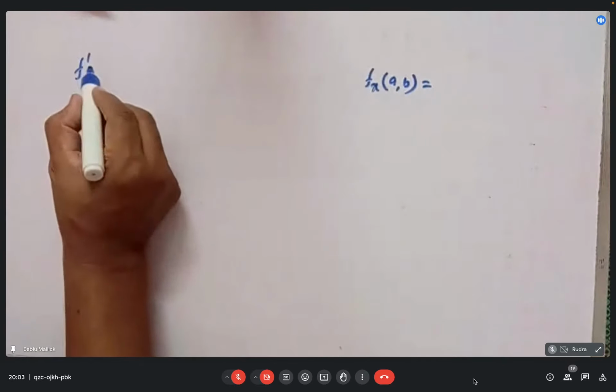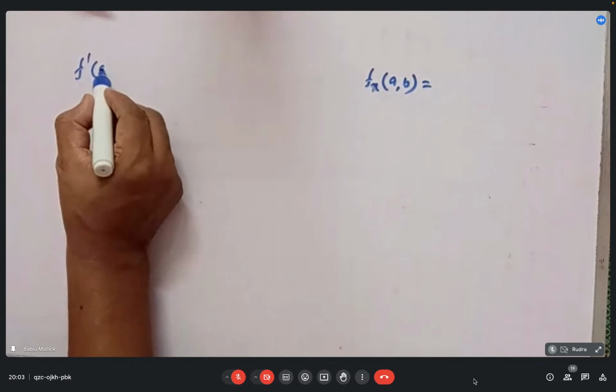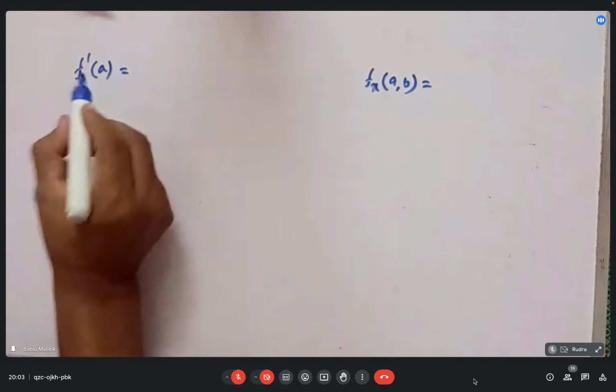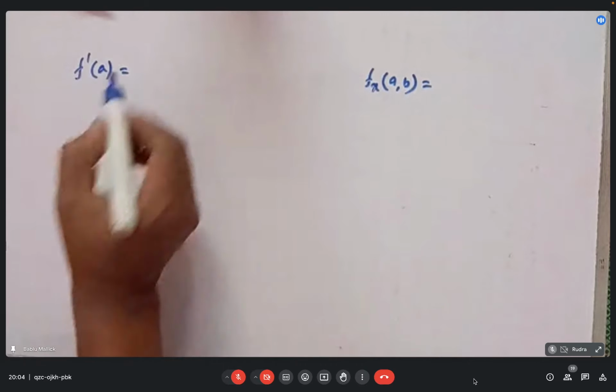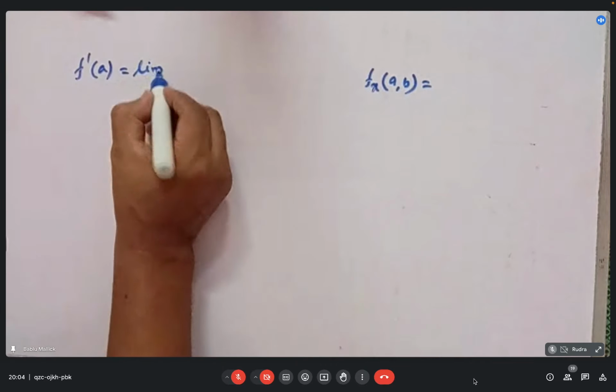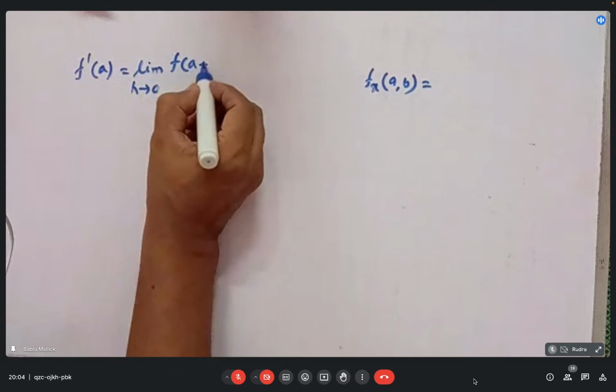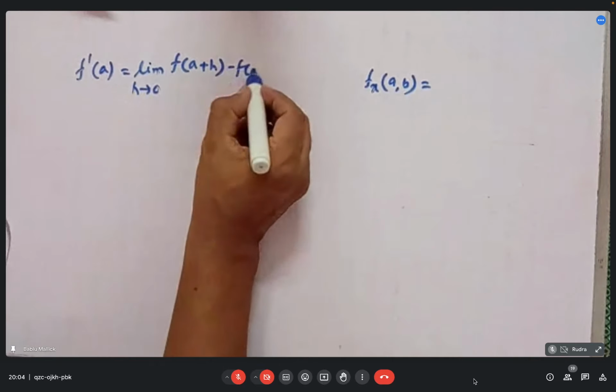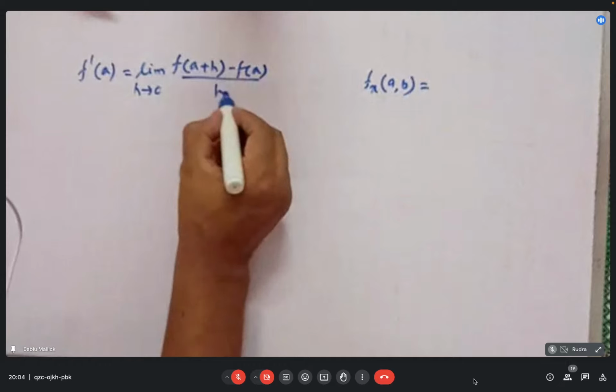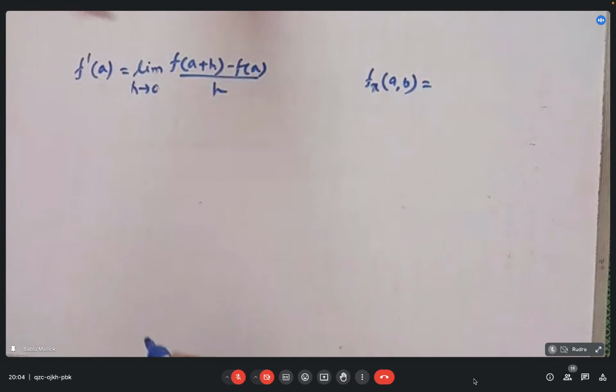We have done in class 11-12. What is derivative of f dashed at a point? It is limit h tends to 0, f of a plus h minus f of a divided by h. We have done this thing.